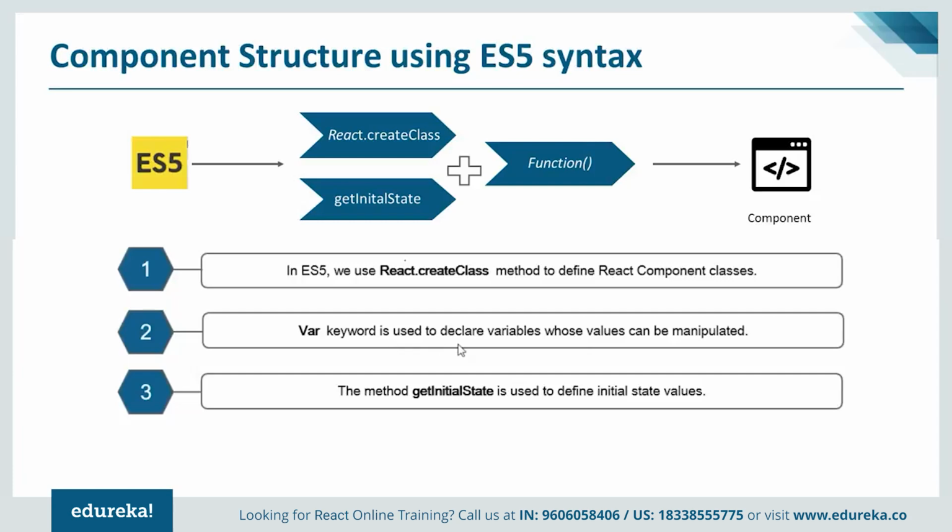The var keyword is used to declare variables whose values can be manipulated. This is a very important point to note: in ES5, we are using var, which works as a global declaration of the variable. And then the third one is the method used to define the initial state values. So we can get the initial state in the getInitialState method.